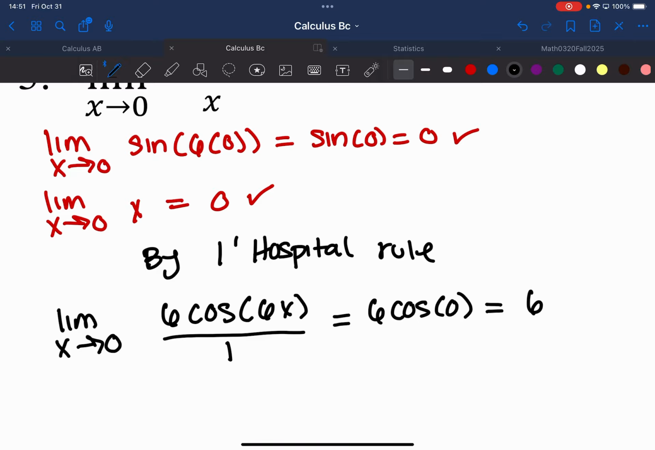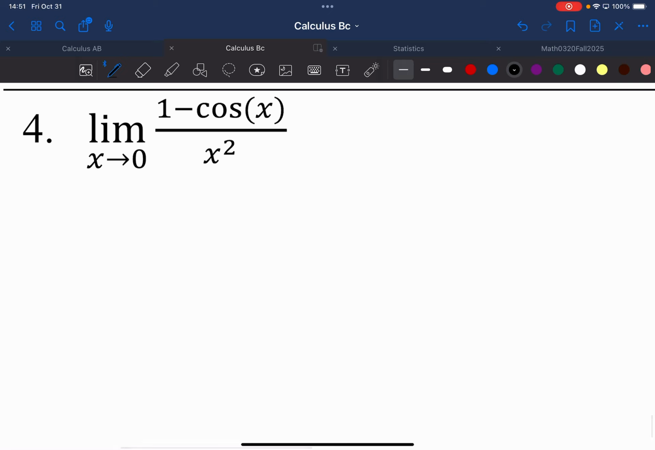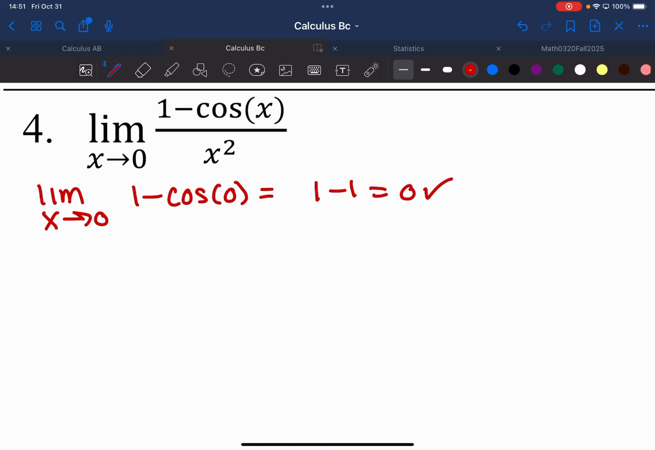Okay, let's look at the next one. What's our first step? See if they equal 0. So the limit as x approaches 0 of 1 minus cosine of 0 is equal to 1 minus, what's cosine of 0? 1. So that gives us 0. And then the limit as x approaches 0 of x squared also gives us 0.